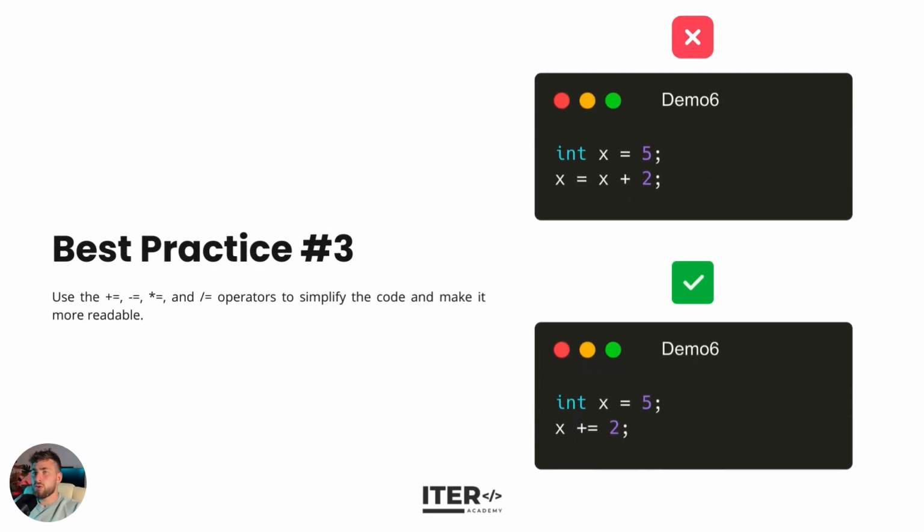It is also a good practice to use the plus equals, minus equals, multiply and equal, and divide and equal operators to simplify the code and make it more readable. For example, instead of writing the code from the demo from the top, it's better to write the code as the demo from the bottom.